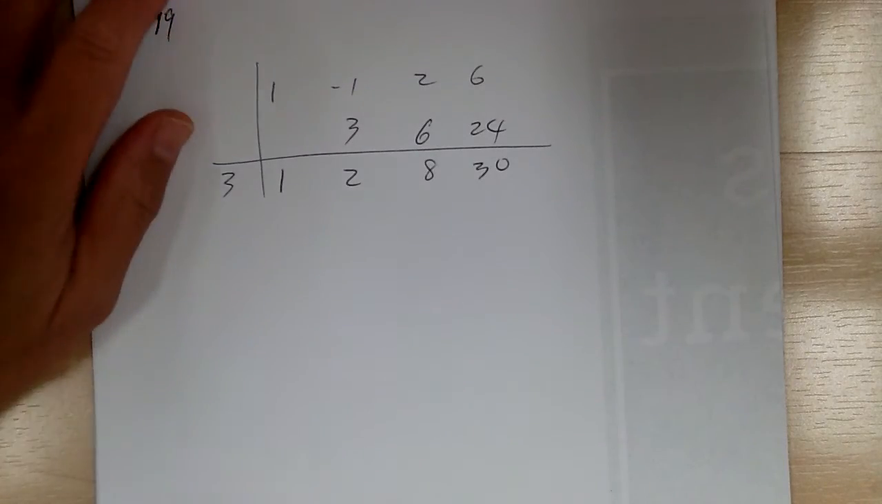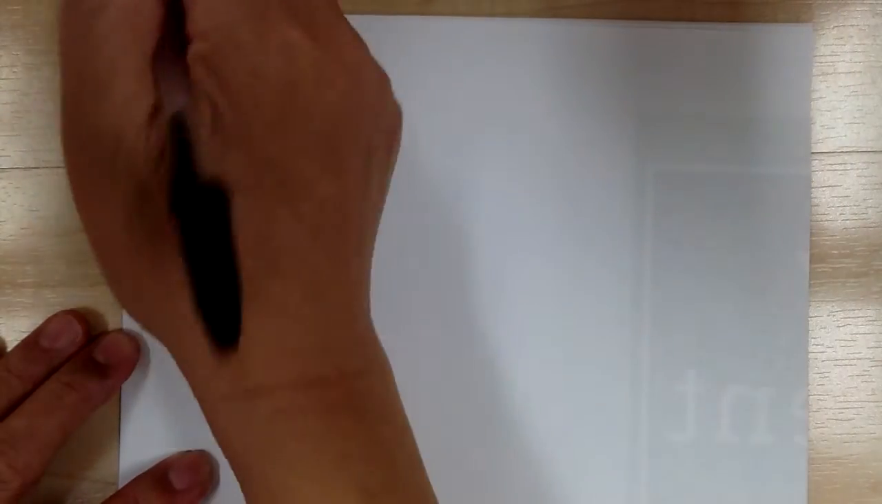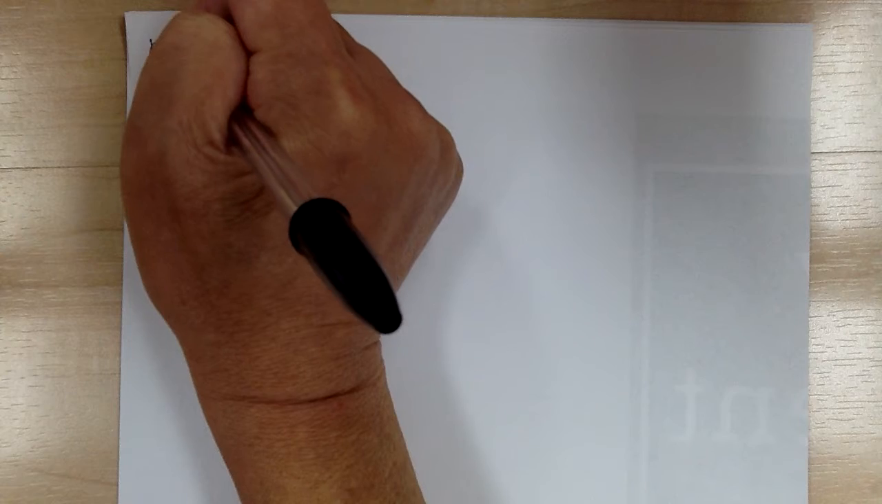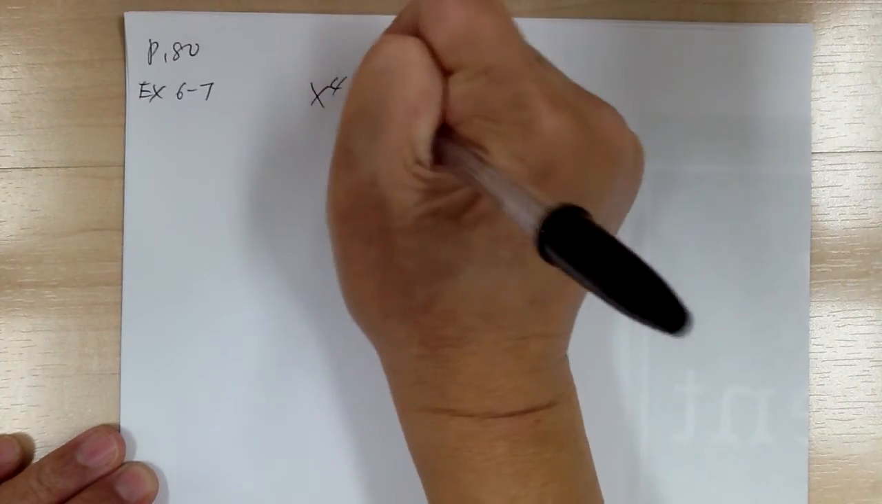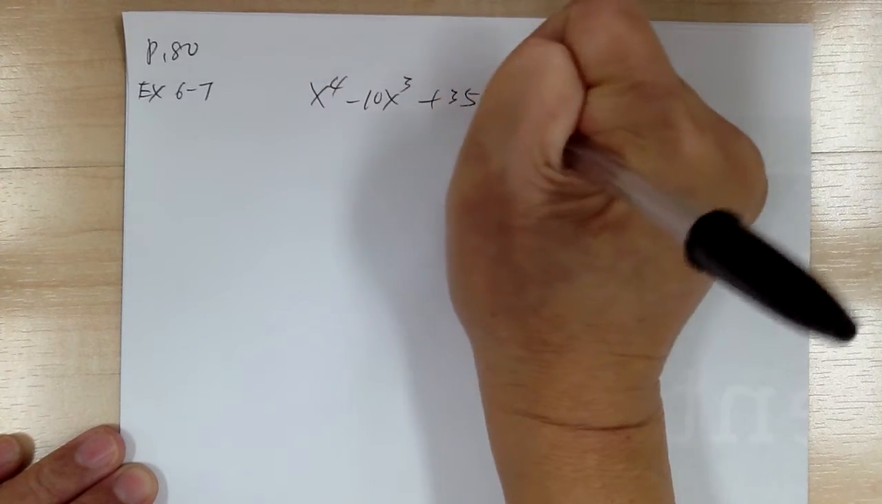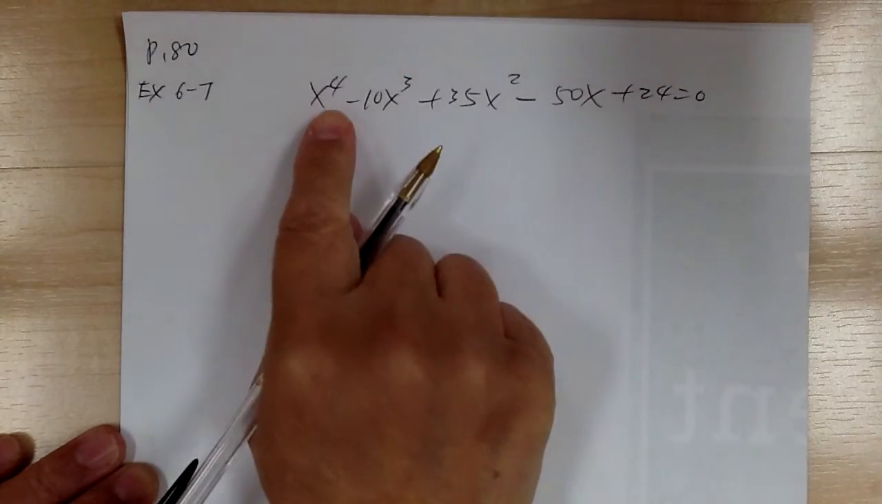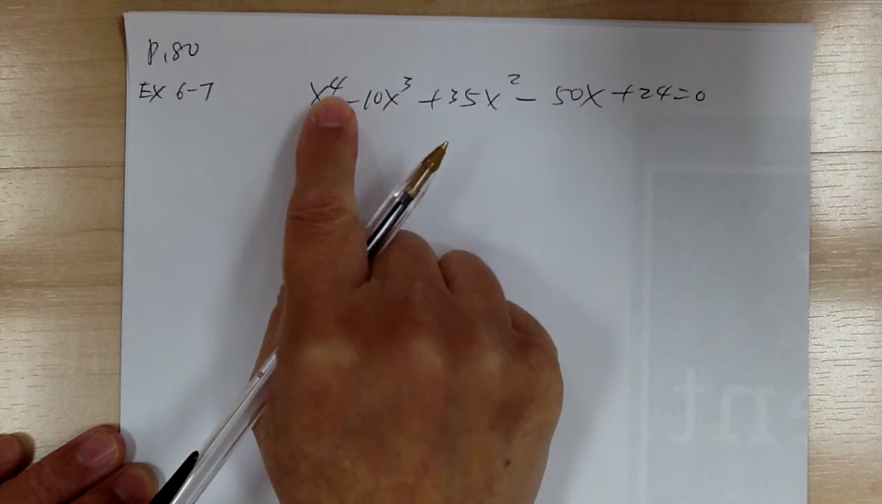Okay, let's go and do a couple more examples. Let's go to page 80 and do example 6-7. So you're looking for all the roots. You have x to the 4 minus 10x to the 3 plus 35x to the 2 minus 50x plus 24 equal to 0. Well, first of all, right away, you know that there will be 4 answers.